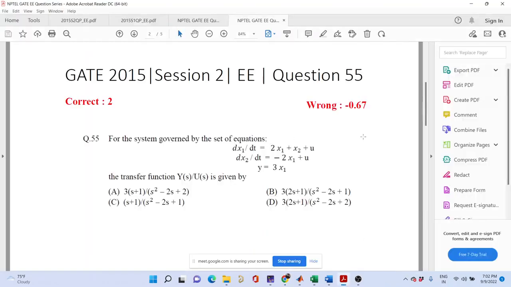Okay, let's start with this simple sum based on the same old concept of the state space. So, Anubhav, you can try this out. Tell me what answer you are getting.